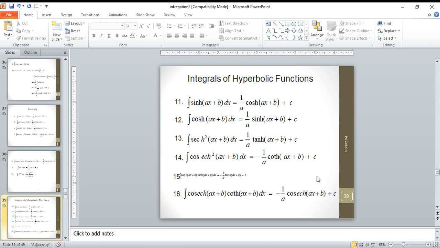Integrals of hyperbolic functions. Integration of sinh of ax plus b dx equals cosh ax plus b by a. Integration of cosh of ax plus b dx equals sinh ax plus b divided by a plus c, because the x coefficient is a. Integration of sech square ax plus b dx equals tanh of ax plus b by a plus c. Cosech square ax plus b dx equals minus coth of ax plus b by a plus c.